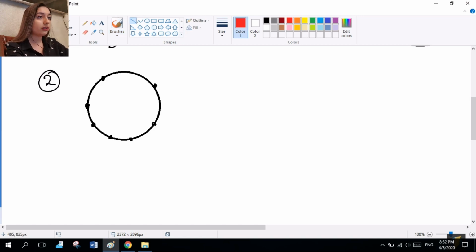So we have a circle and 7 points lying on them. We have to form a triangle. For example, I will choose these 3 points. We know that in order to form a triangle, we have to take only 3 points. So how do we find the number of all variants of these triangles? We have to use C and choose 3 points out of 7 points.